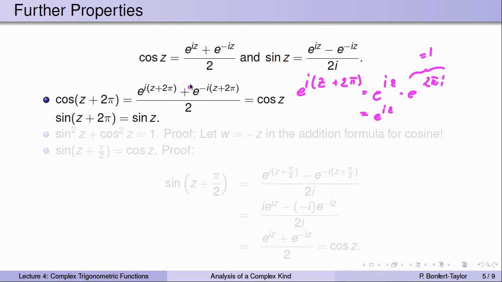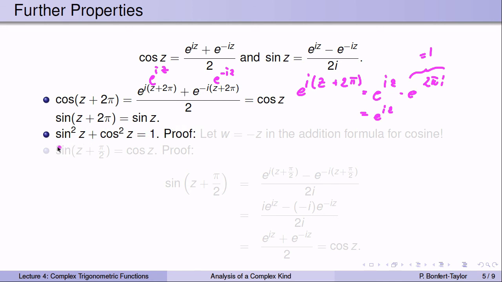In other words, this first term is simply e to the iz, and similarly the second term is simply e to the minus iz. And so I realized the cosine function is also periodic with period 2 pi, and similarly the sine function has the same period.